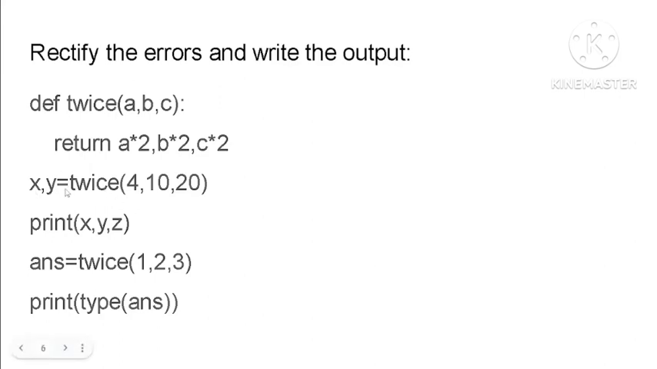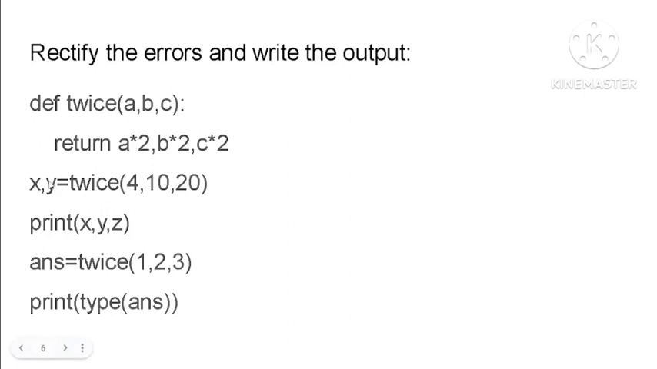x comma y is equal to twice of 4 comma 10 comma 20. What happens here? 4 is passed to A, 10 is passed to B and 20 is passed to C. And in the return statement, 3 values are returned which will be assigned here to x comma y. But the problem is there are 3 values returned, but only 2 variables to receive the values. So actually you're supposed to give 3 variables here.